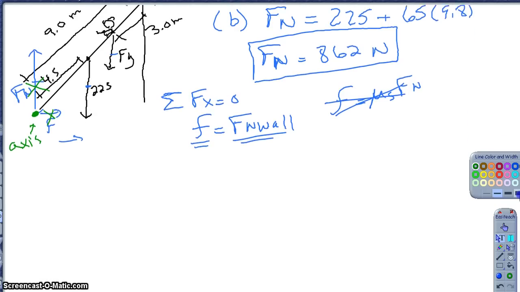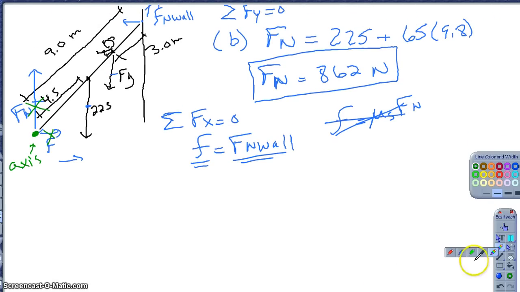So now if I look at torque, there's only 3 forces that produce a torque on this ladder. If I redraw this ladder with the axis of rotation down here, the only forces that are going to produce torque are the force of gravity of the ladder, the force of gravity of the tiger, and the normal force of the wall pushing back.